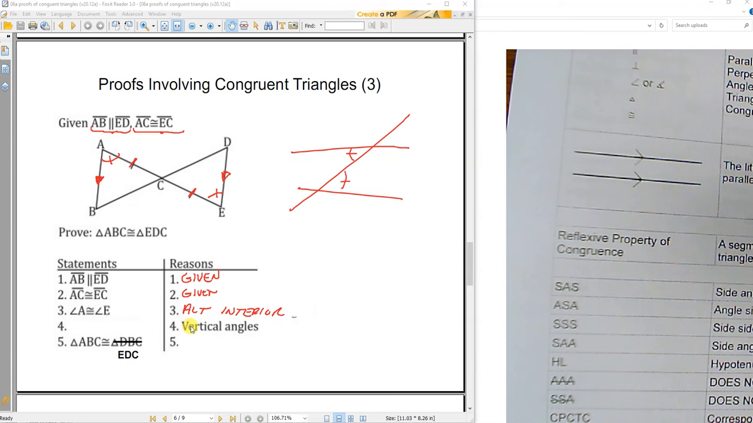Okay, vertical angles are congruent, right? Well, I know that this right here is congruent to that. How do I know? Vertical angles. ACB is congruent to DCE. How do I know that? Vertical angles. And now we're ready to finish off our proof. How do I know the two triangles are congruent? Angle, side, angle. ABC is congruent to EDC, by angle, side, angle.